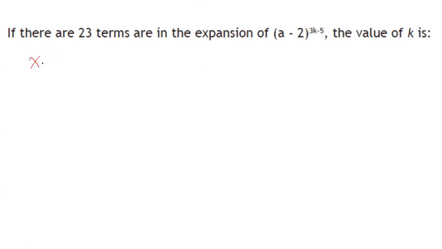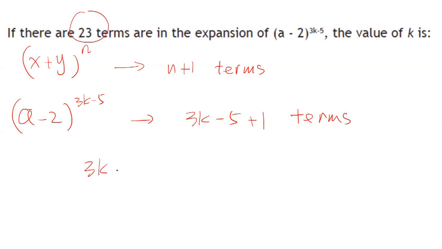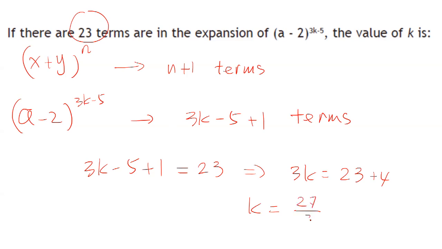Now the question is very simple, right? Because, for example, if we have (x plus y)^n, we have n plus 1 terms, right? So now we have (a minus 2)^(3k minus 5), then we should have 3k minus 5 plus 1 terms, right? And it also tells you that there are 23 terms. Then we have a formula like 3k minus 5 plus 1 is 23. And then we can find k is actually 9, right? So this is a way you calculate the value of k. Okay, any questions?